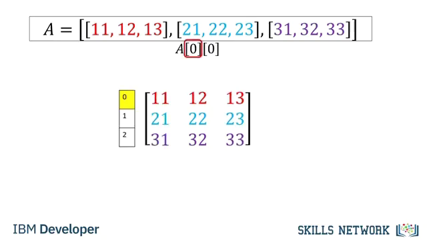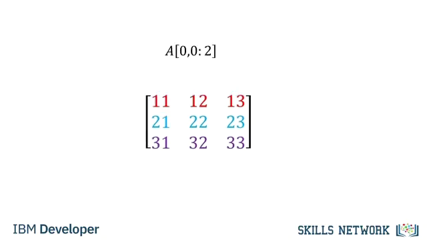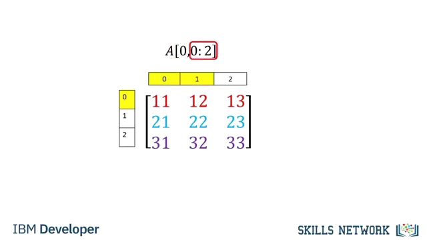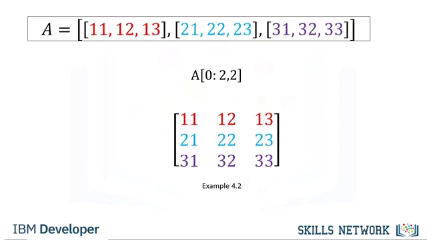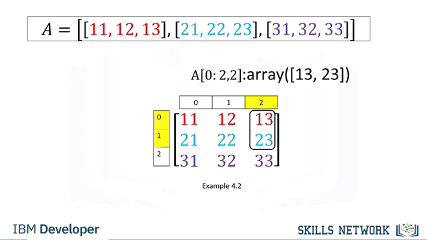Consider this example. This index corresponds to the first row, and the second index corresponds to the first column, and a value of 11. We can also use slicing in NumPy arrays. The first index corresponds to the first row. The second index accesses the first 2 columns. Consider this example. The first index corresponds to the last 2 rows. The second index accesses the last column.